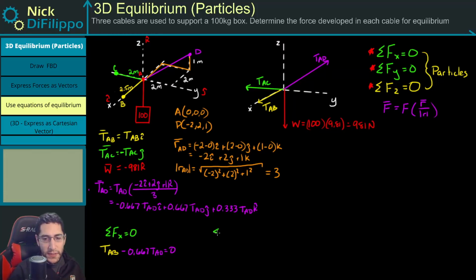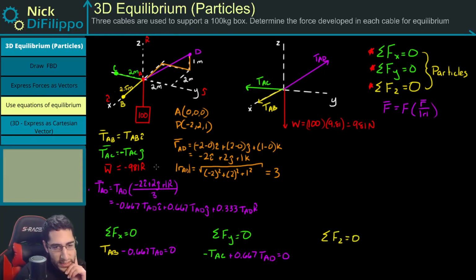Let's go to the sum of the forces in the y, which is equal to 0. Okay, now we need anything with a j. So we're going to have minus TAC, and we're going to have plus 0.667 TAD is equal to 0. Again, now we have 3 unknowns, and we only have 2 equations, so we need to keep going. And we're going to go to the sum of the forces in the z direction, which is equal to 0.